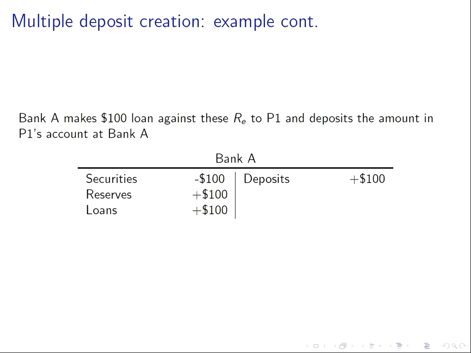A, right? Because there's only one bank in the system. So what happens now? We don't even need to move to the next slide. What happens now? Exactly. Is that a new deposit? Will the bank receive some extra reserves? It's just moving from one account to the other. P1's deposit will decrease by $100 and P2's deposit will increase by $100. Is there a net new deposit? That's it. Simple as that. Okay?